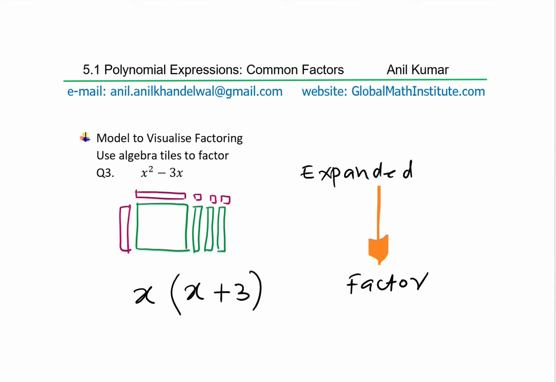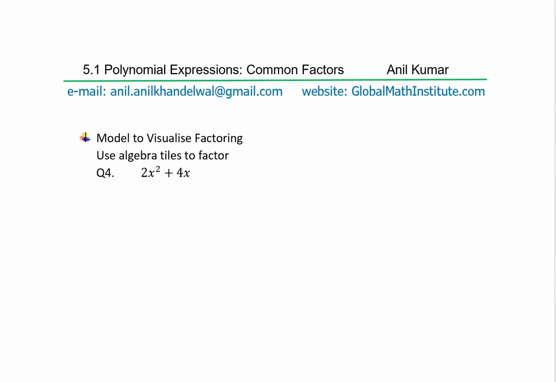Let's take up more examples, and this time we'll look into a binomial model. So this time we look into a model to visualize again, which is using algebra tiles to factor. We have 2x squared and 4x. Well, how am I going to do that? I'd like you to pause the video at this stage and figure this out. So what we have here is two of these x squares, and we have four of these x's.